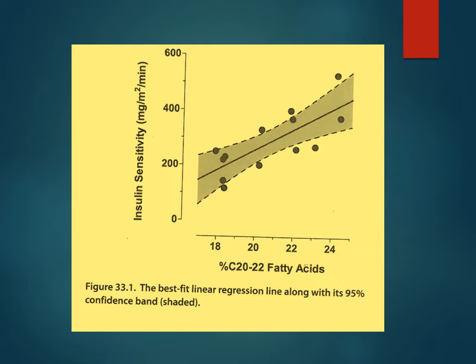And now imagine if I had, say, 26 patients instead of 13, what would that shaded area do? It should get smaller, should get more narrow, because I'm going to have a better idea of where the actual best fit line for that data is going to be.